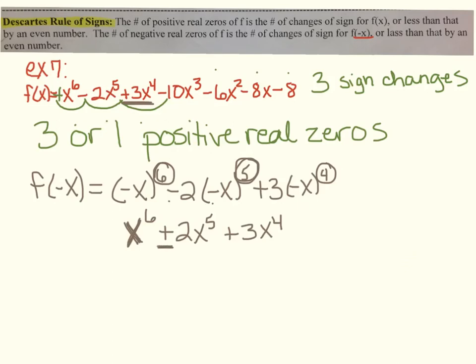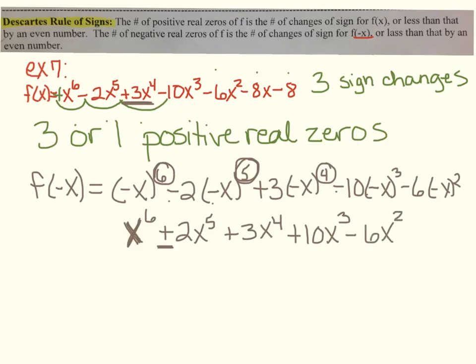So when we have minus 10x cubed, and we have minus 10 times negative x cubed, then those negatives make plus 10x cubed. Minus 6 times negative x squared is the same thing as minus 6x squared. Minus, sorry, I'm running out of room, minus 8 times negative x gives us plus 8x. And then minus 8 stays minus 8.